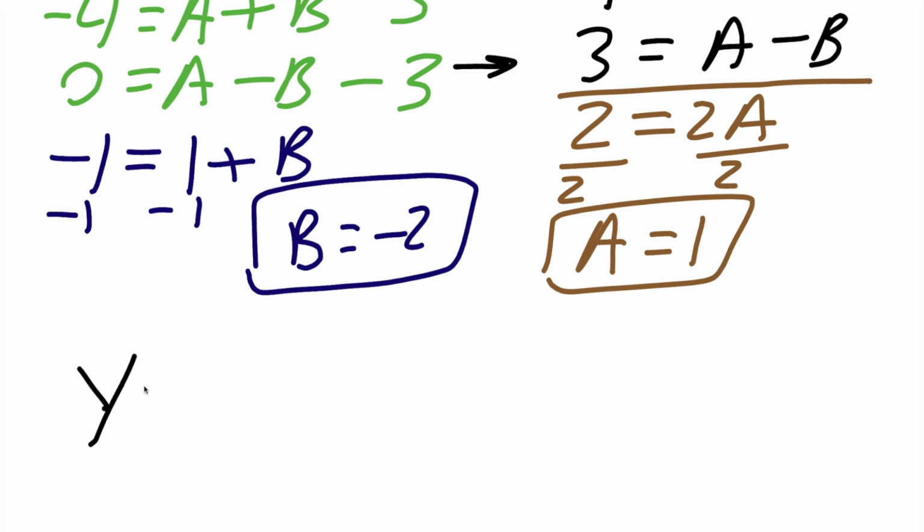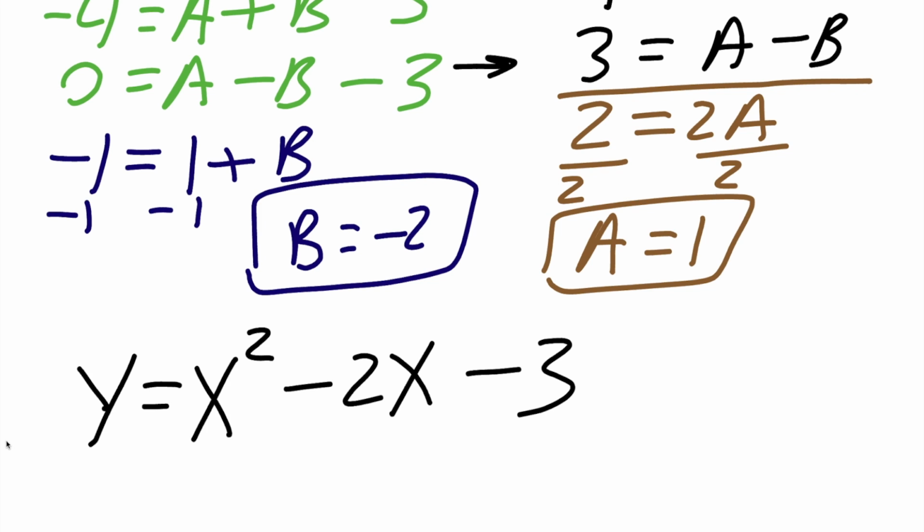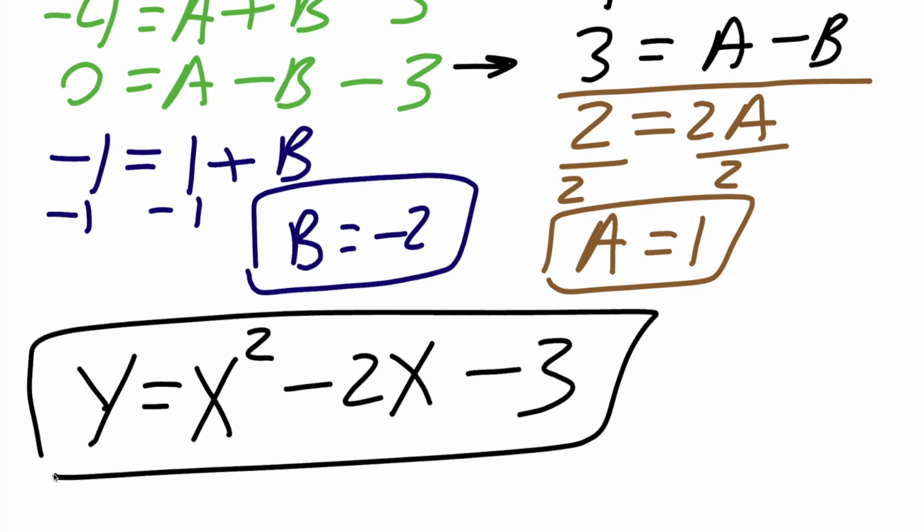So y is equal to, A is 1, so we can say 1x squared or just x squared, plus bx plus c. And B is -2, so -2x plus c. C was -3, so -3. And this right here is our final answer.